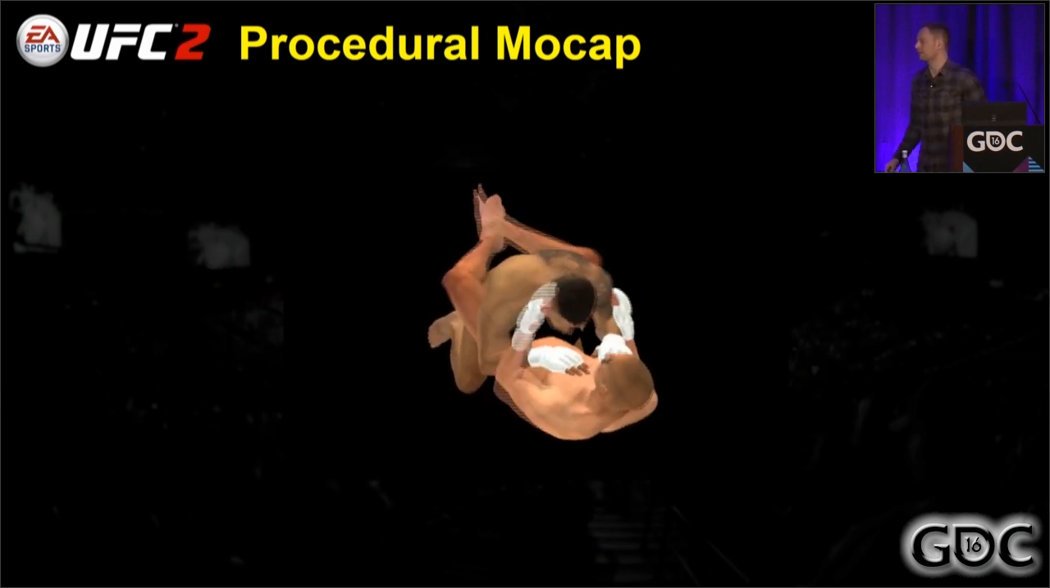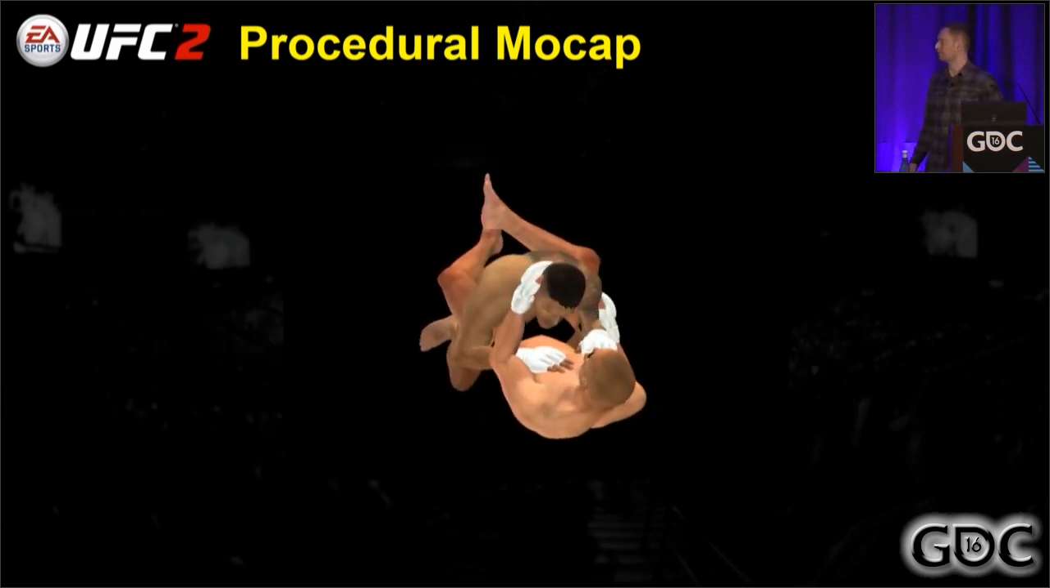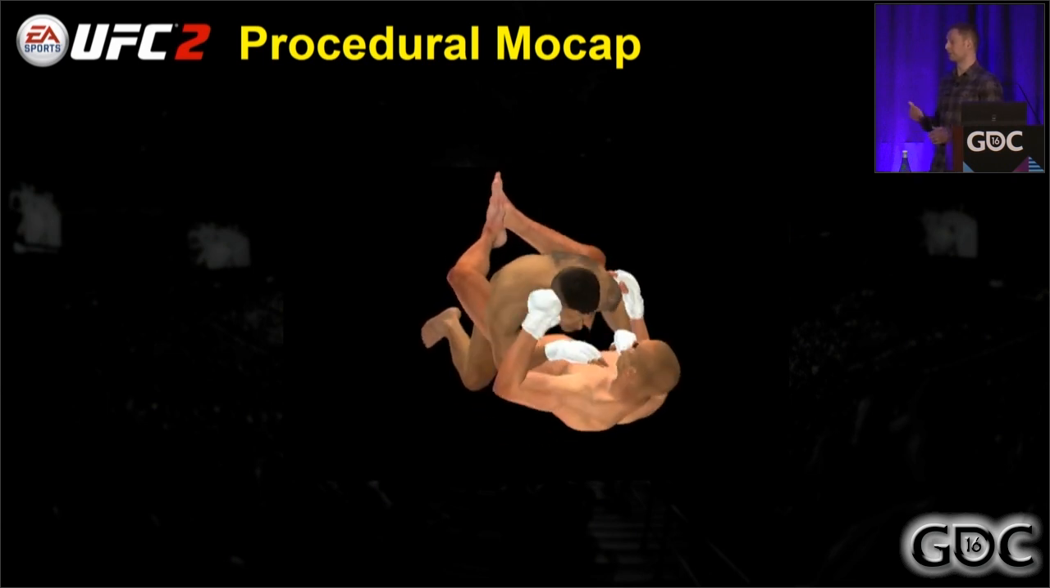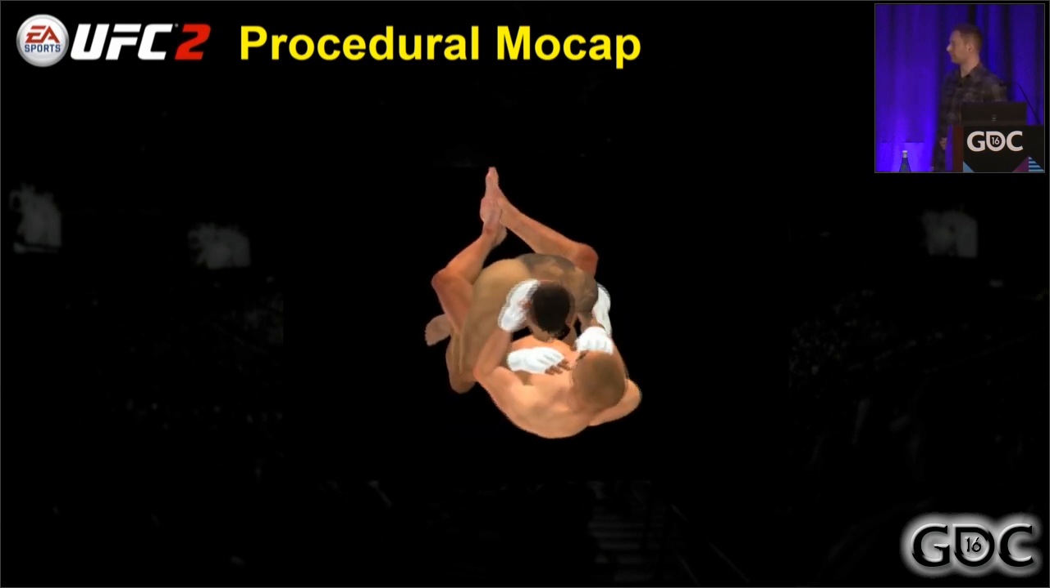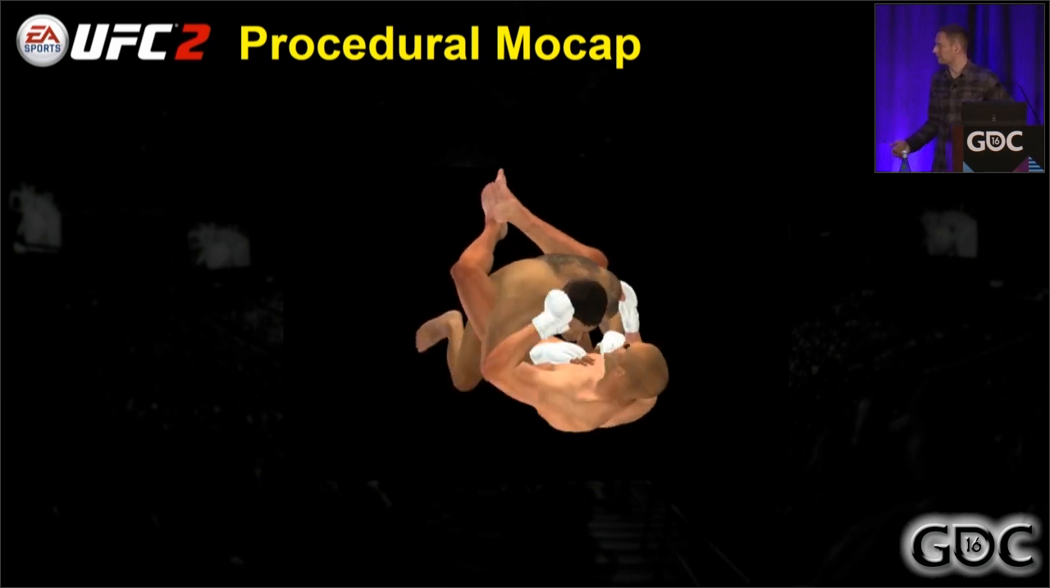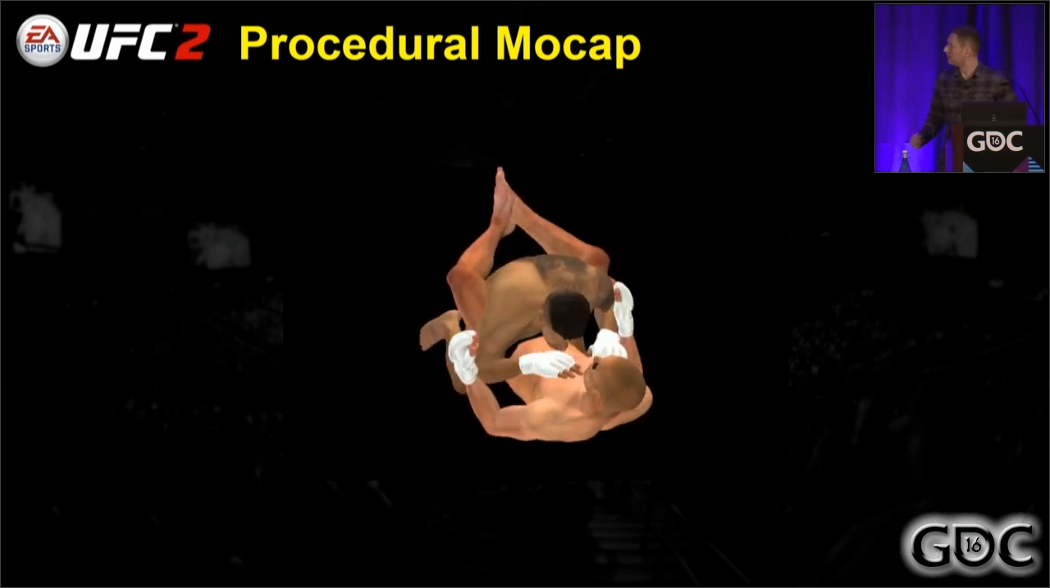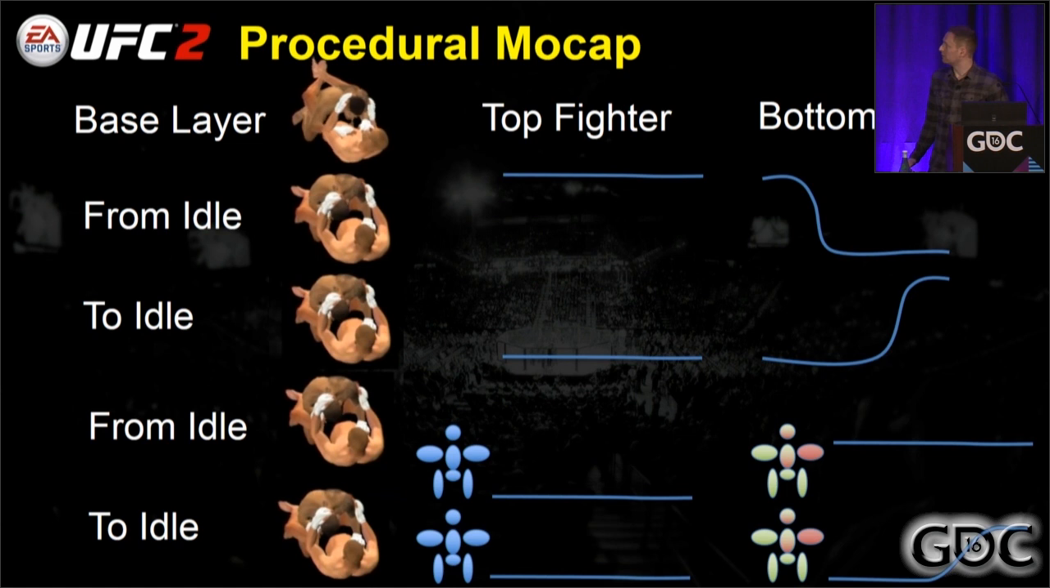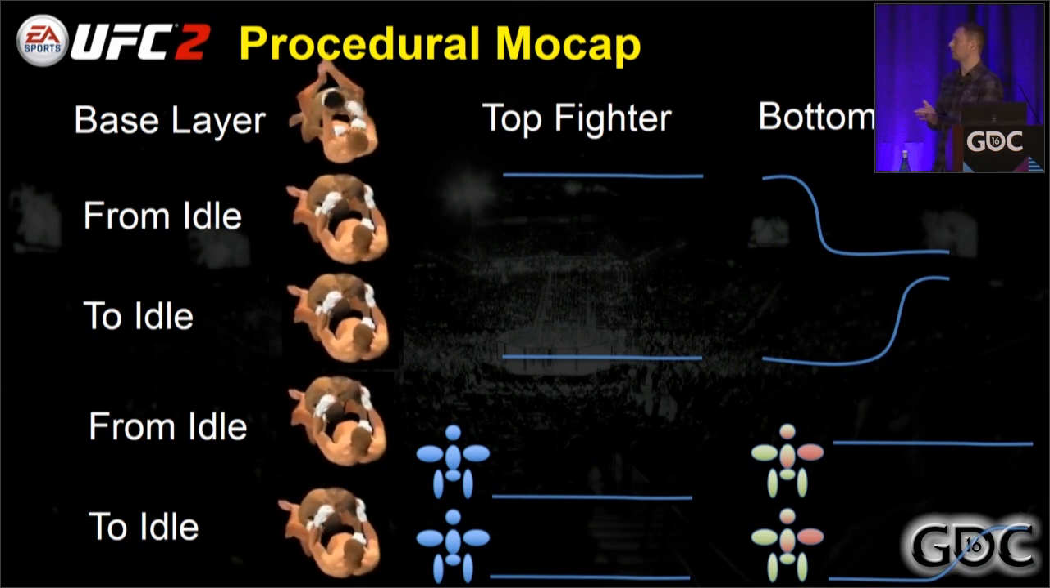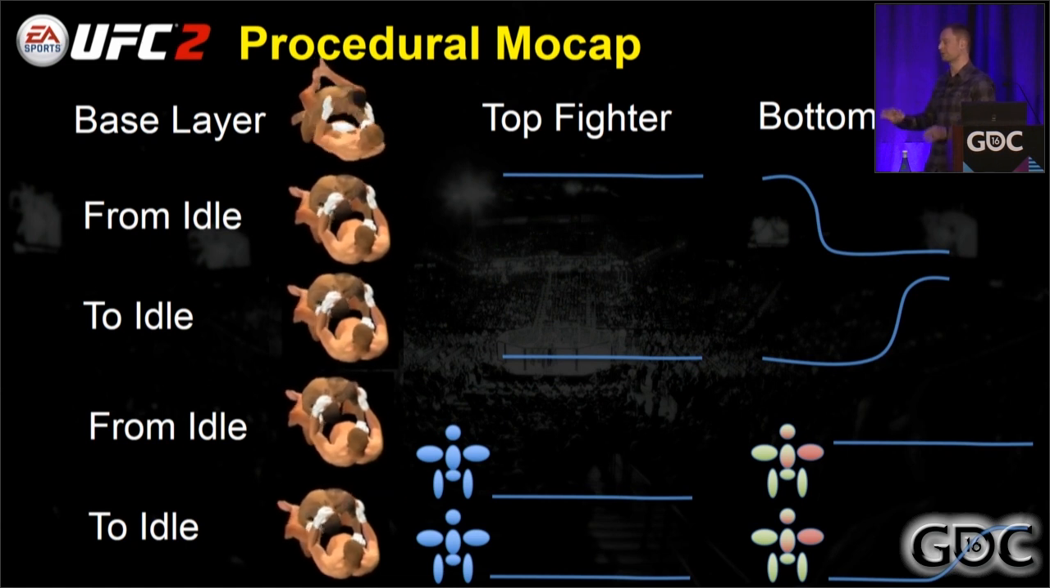Here's another example that came later in production when we realized that we could use this for strikes too. So this is something that the bottom fighter can do. He can punch the top fighter in the head while they're idling here. And I wanted him to be able to punch the guy in the head while the top guy was in the middle of doing something, so that you get that continuity of punching no matter what the top guy's doing.